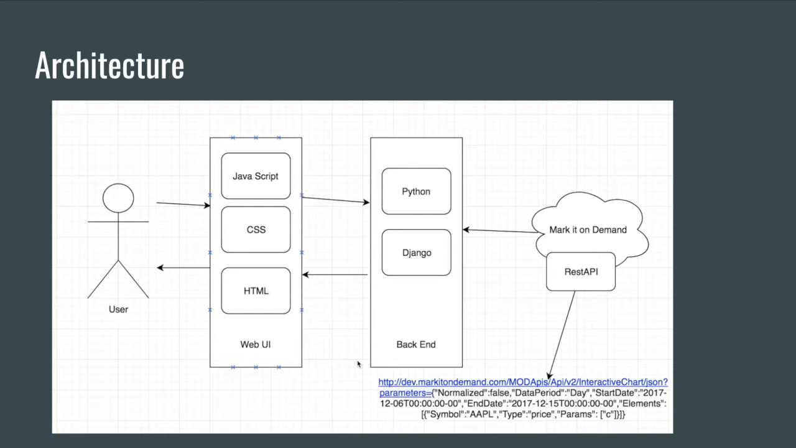So by using this API, you can just input the starting date, end date, and the stock symbol you're trying to get, and you can get the price data from this RESTful API. And once we get the data from Market on Demand, the backend side is gonna send the data to the front end, and we have a renderer that's gonna generate the view for the front end.